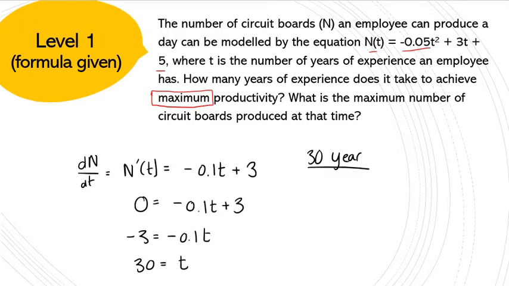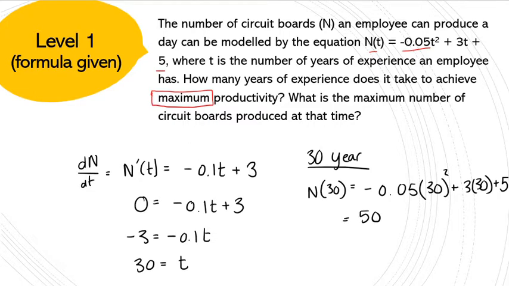Well, we're just going to find n of 30. And we sub that 30 into the equation for n of t. Remember, don't sub it into the derivative equation because that will just get you back to 0. And when you do that, you're going to get 50. So after 30 years of experience, you can make, in a day, say, 50 circuit boards. Wow, that's pretty impressive, especially judging when you have 0 years experience, you can only make 5.